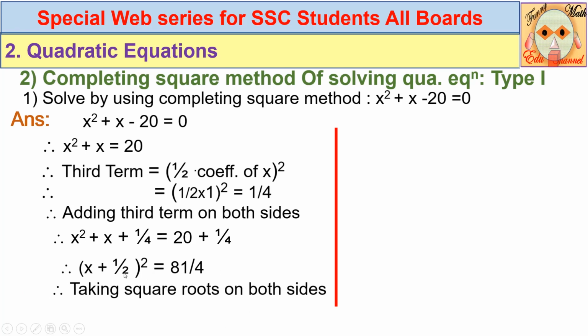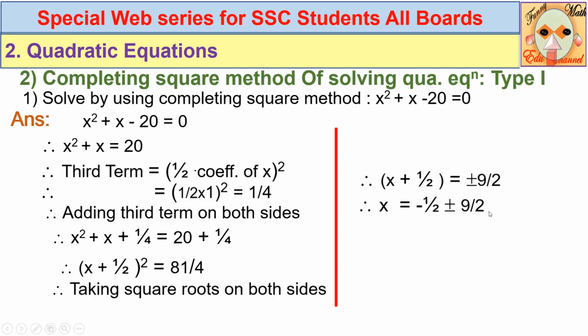On the left hand side we write x plus 1 half as the square root, and on the right hand side we take the square root as both positive and negative. You know that the square of a positive and a negative number is always positive, and so we take both the cases. So we have, taking square root, x plus 1 half equal to plus or minus 9 upon 2. 9 is due to the square root of 81, and 2 is due to the square root of 4, and so we have plus or minus 9 upon 2. Therefore you get x is equal to minus half plus or minus 9 upon 2.